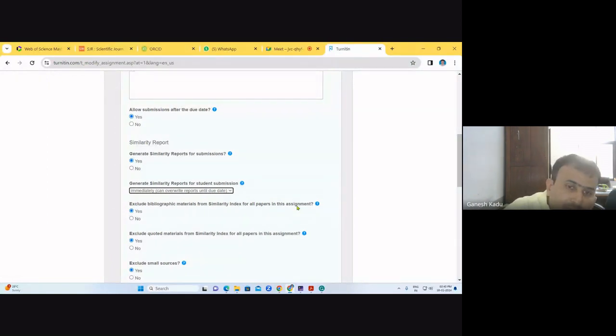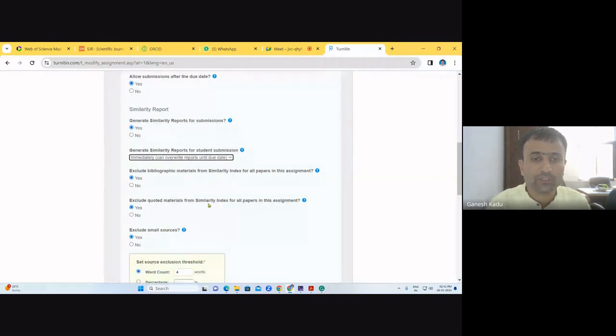So if you are doing a plagiarism check, then do you want to include or exclude bibliographies? This is asking you to exclude bibliography, and you usually would like to exclude bibliography. But if you want to include it, you can do it. Exclude quoted materials from similarity index for all papers in this assignment. So yes, exclude small sources.